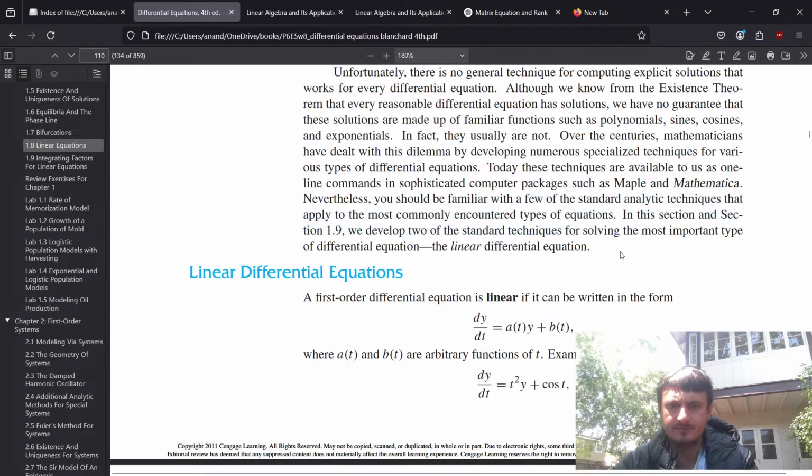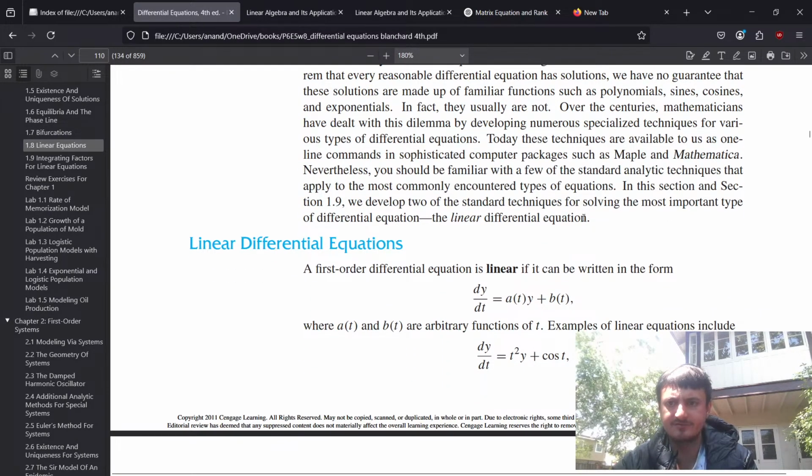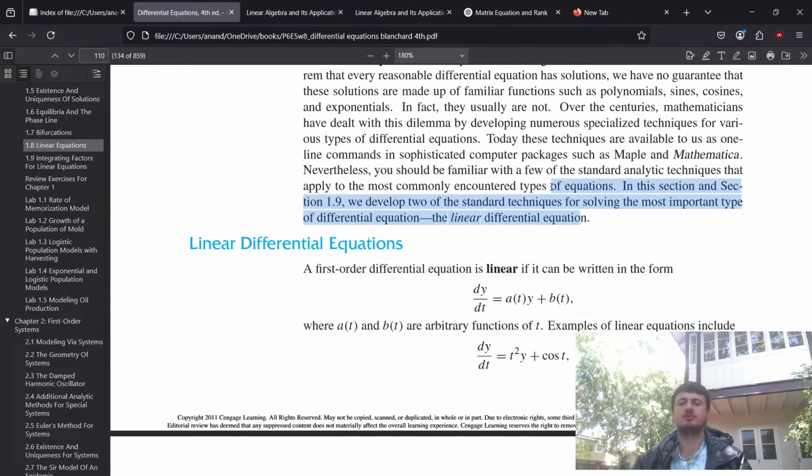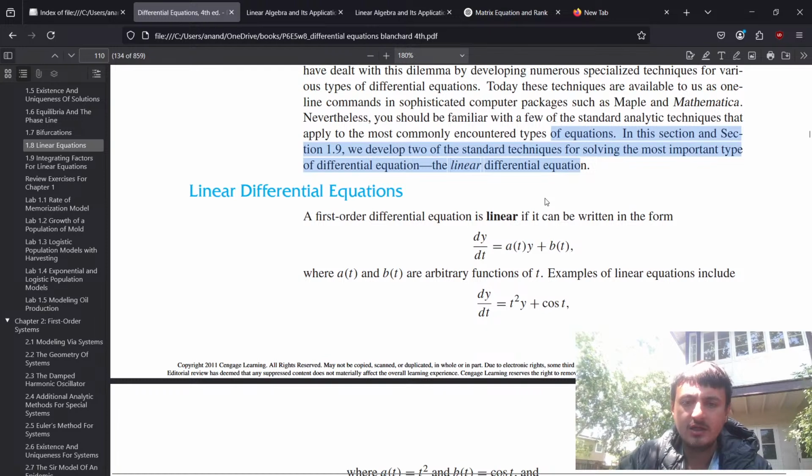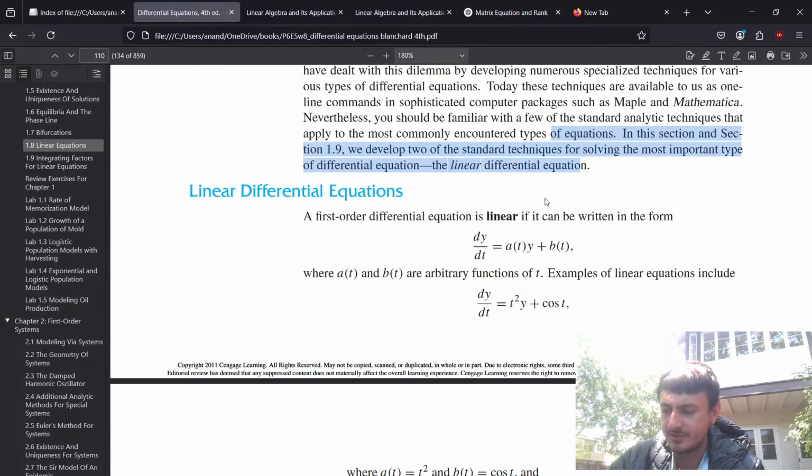In this section, we develop two of the standard techniques for solving the most important type of differential equation, the linear differential equation. Linear differential equations are of the form dy/dt = a(t)y + b(t).